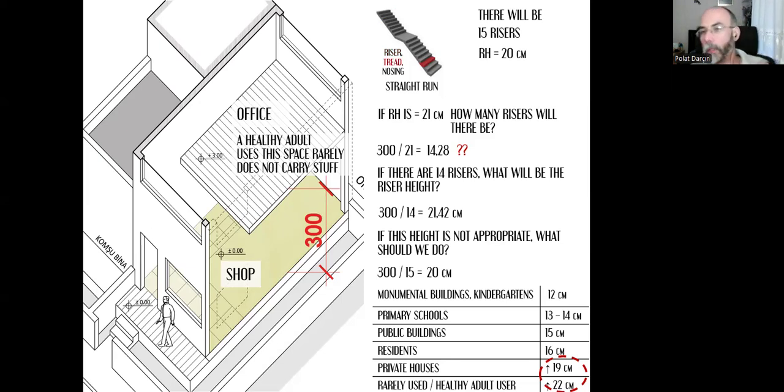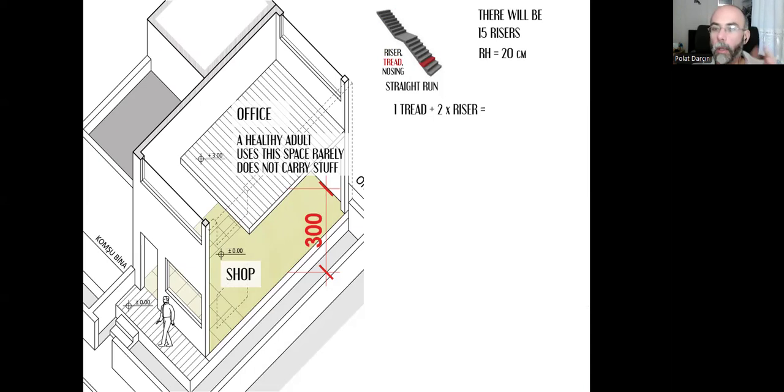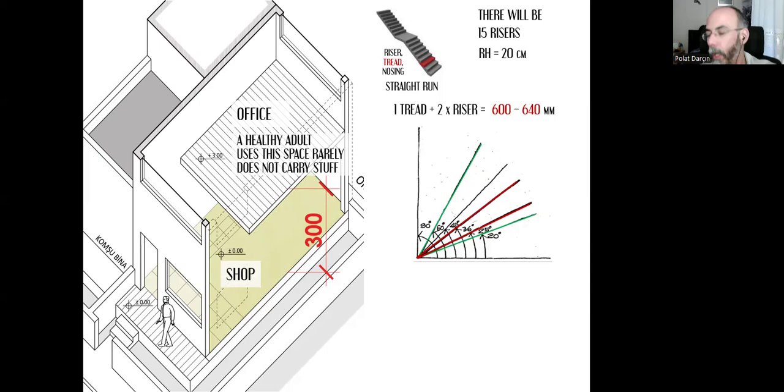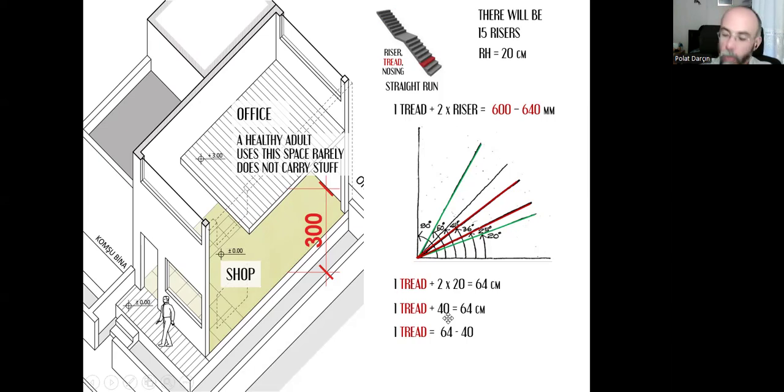Now let's make a decision about the tread width. We can use this formula: one tread plus 2 times the riser. It needs to be between 60 to 64 centimeters so that we will have this normal slope. Let's do the math. One tread, 2 times 20, when we subtract 40 from 64, then we will have 24 as the tread width. Is that enough? Let's take a look.